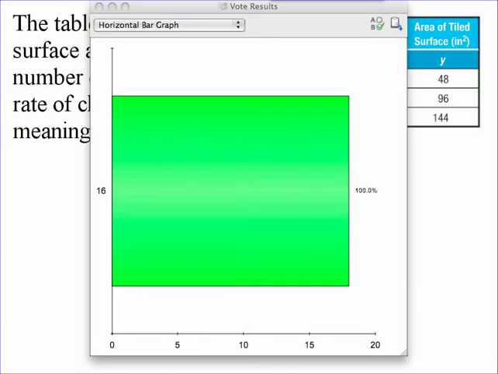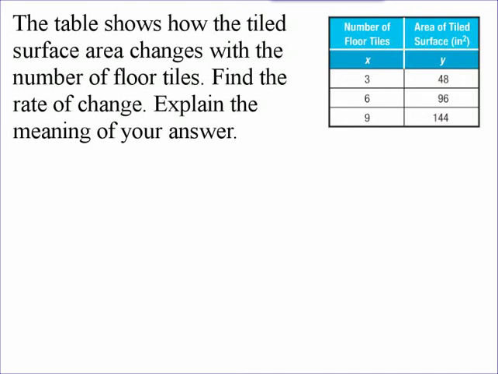Great job, all of you. Everybody got 16. So now let's put it into context: what does that 16 mean? Got it? Okay. Let me say it. A tile covers 16 square inches. If you didn't catch that, one tile covers 16 square inches.